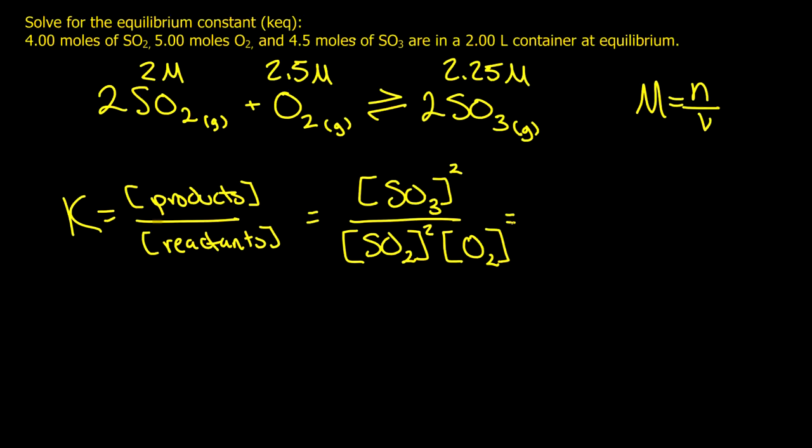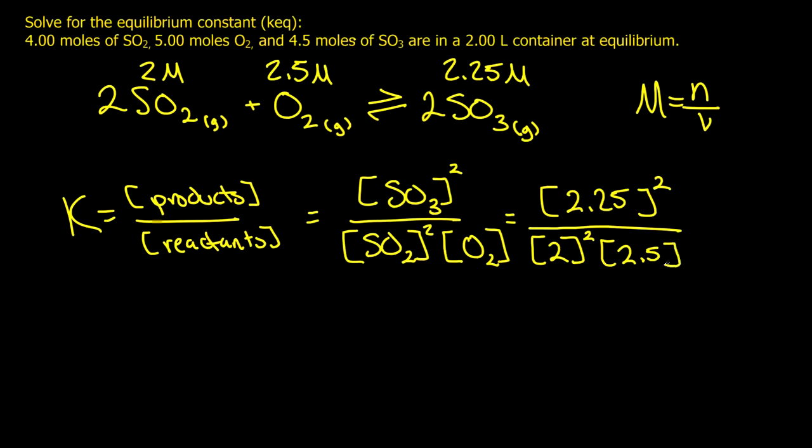Now, all we've got to do is take our concentrations and plug into that. So the concentration of SO3 is 2.25, and it's going to be raised to the second, over the concentration of your reactants. SO2 is 2 molar, and that is raised to the second, times the concentration of O2. O2 is 2.5, and it's to the first.